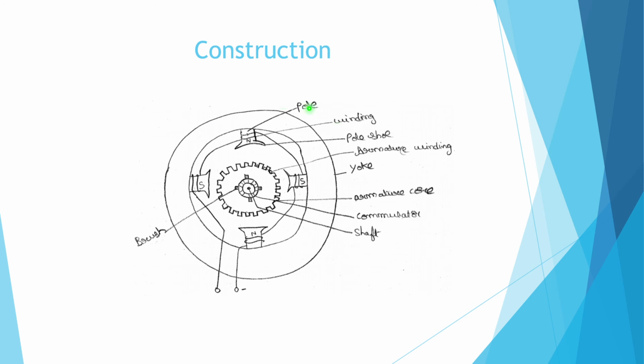The yoke is the outer structure of the DC generator and there are four poles, and each pole is divided into pole core and pole shoe. We can see this winding is known as the field winding, and this rotating part is the armature, and these are armature conductors interconnected in the slots. This small round one is the commutator, and these are the brushes attached to the commutator. The center part is the shaft of the DC generator, which gives support to the complete machine.